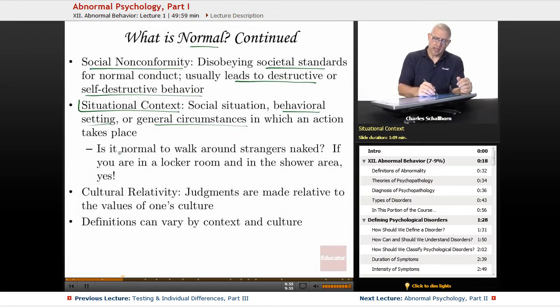One silly example: is it normal to walk around strangers while you're naked? Well, if you're in a locker room in the shower area, completely normal. But now that I'm thinking about it, as I recall, there was a student, I believe at Stanford back in the early 90s. He was known as Naked Guy. All he wore were flip-flops and a backpack. He just went from class to class on campus, and he was just called Naked Guy. So that was situational context. He violated that, and so that tied into social nonconformity. Was it normal for him to be naked? No, because everyone else around him was clothed. Now, if you were in a nudist colony, yeah, it's perfectly normal to walk around naked. Makes sense. But in most social circumstances, not so normal.